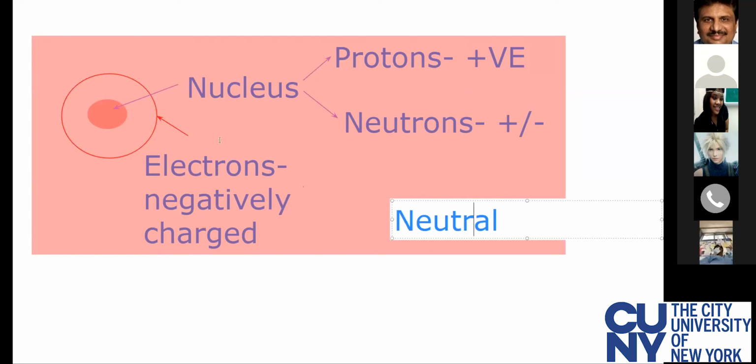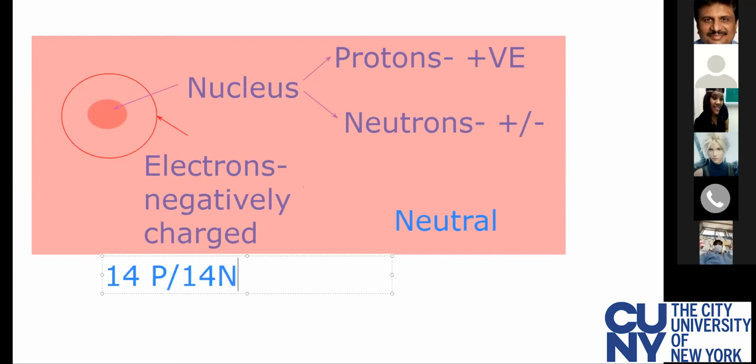Now let me give you a situation, just an example. Let's say there is an atom which has 14 protons, 14 neutrons, and 14 electrons, balanced. Protons are positively charged, electrons are negatively charged. So positive and negative balance each other. So 14, 14, an atom is neutral. The charges are balancing each other.